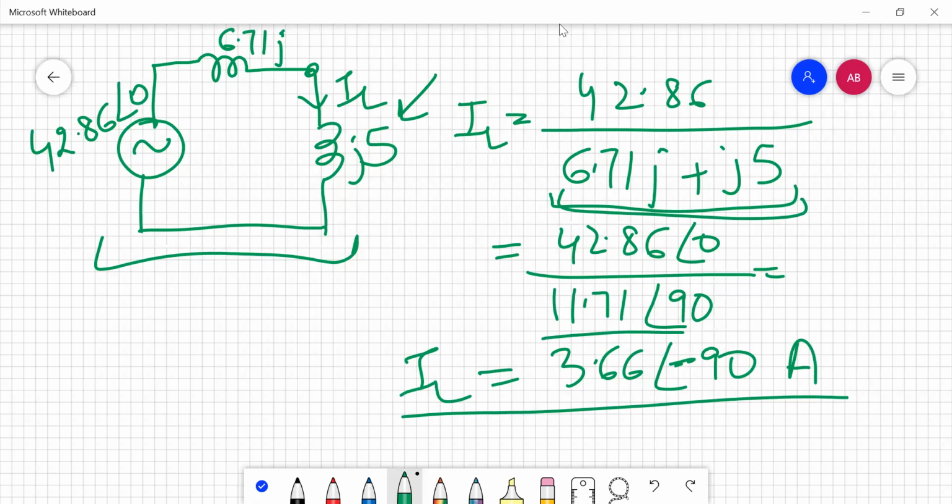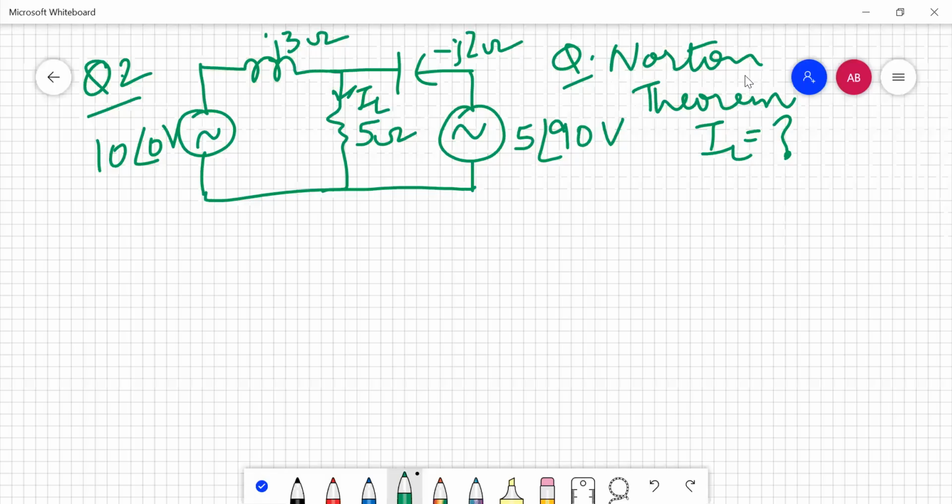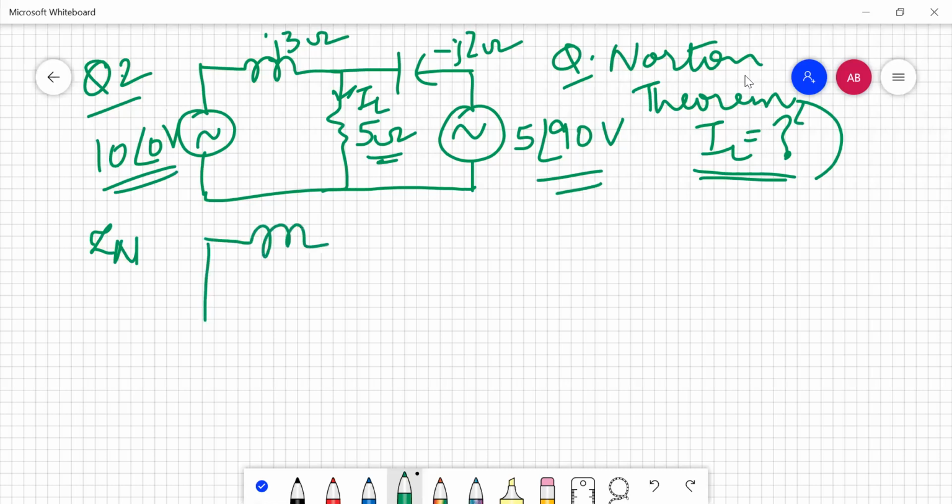So now we move on to our next numerical that is based on Norton's theorem. We have to calculate the value of IL using Norton's theorem. So this IL is 5 ohm. We have to redraw our circuit to calculate our Zn now. Because this is a voltage source and this is also a voltage source, this gives me my circuit as this, because the 5 ohm I have taken out. And so these terminals become the AB terminals.